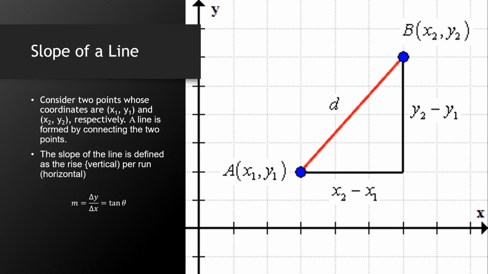So the slope of a line: consider 2 points whose coordinates are x1, y1 and x2, y2 respectively. A line is formed by connecting the 2 points, just like our earlier example. The slope of a line is defined as the rise per run of the line. So that will be the change in y over the change in x: y2 minus y1 over x2 minus x1. This is also equal to the tangent of the angle formed between the line and the x-axis. So this is theta.